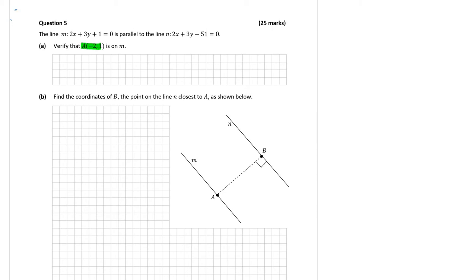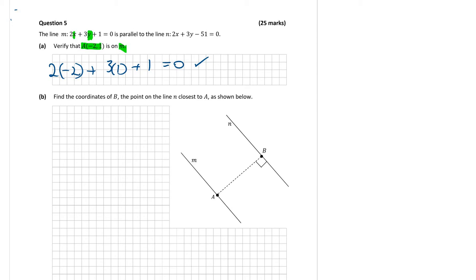So A is on M. What that means is if A is on M, then you can substitute the x value of A and the y value of A into M, and the equation should hold true. So twice the x value of A, which is minus 2, plus 3 times the y value of A, which is 1, plus 1, that should equal 0. So twice minus 2 is minus 4, plus 3 is minus 1, plus 1, that does equal 0. Okay, so that is true there.